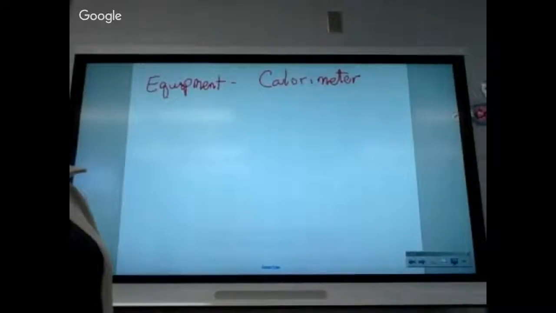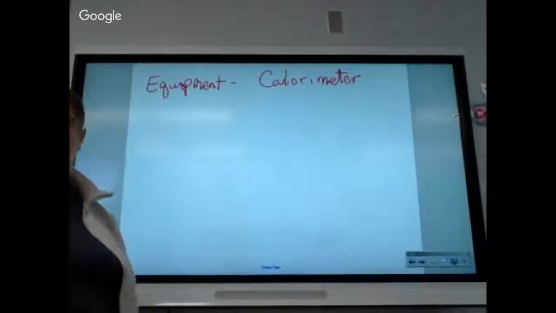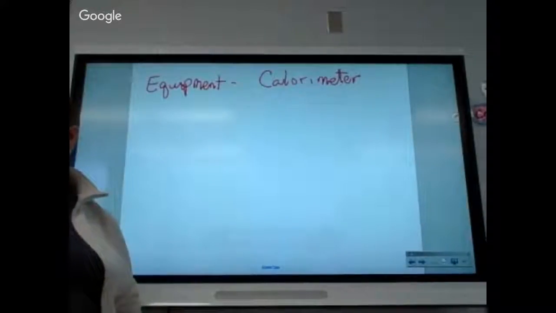So how do we measure heat? We're going to use a calorimeter, or some people say calorie meter. It is pronounced calorimeter. It's a fancy piece of equipment to measure change in heat. However, we're a poor school, so we're going to use a styrofoam cup. All right, it'll work great.